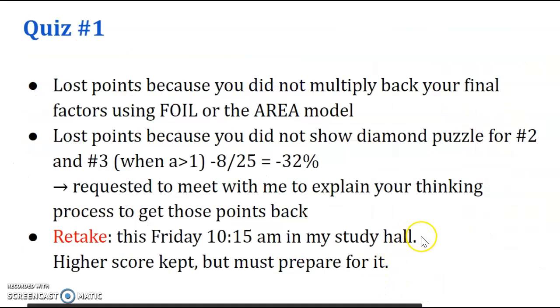Alright, so let me go on to some announcements. Quiz number 1 that you did. I had mixed groups. I have students who did very, very well. I had students who were quite lost, but I also had students who lost points because they did not multiply back your final factors using FOIL or the area model that I've clearly indicated. Or some people lost points because you did not show the diamond puzzle for number 2 and number 3.